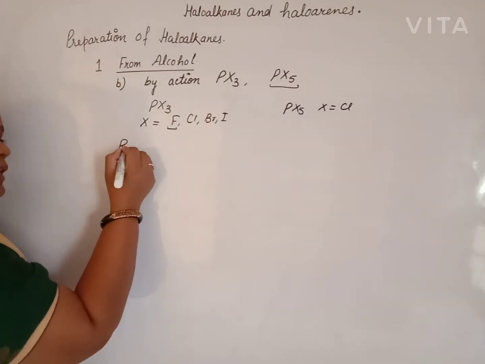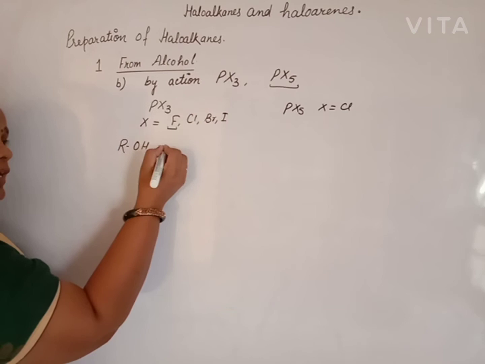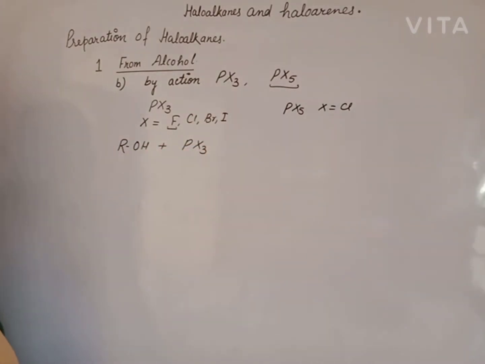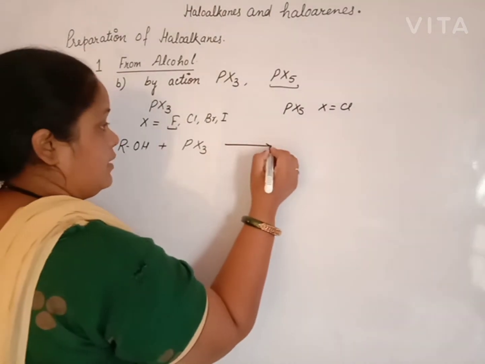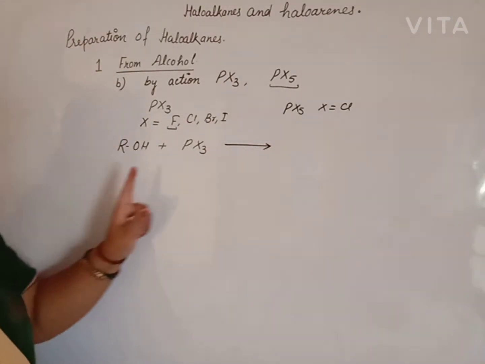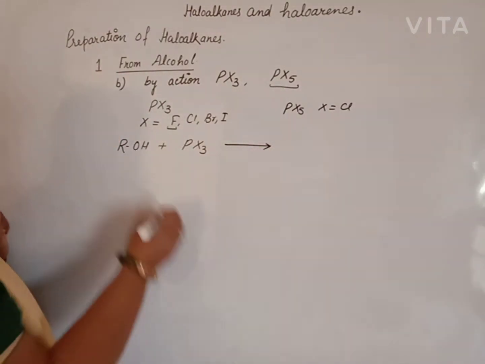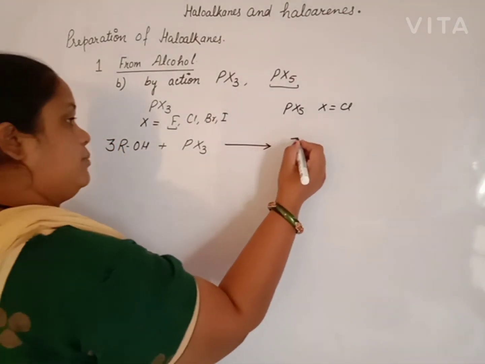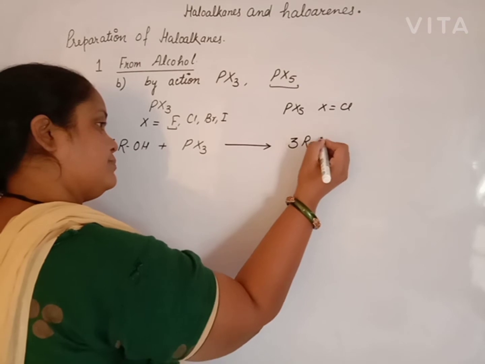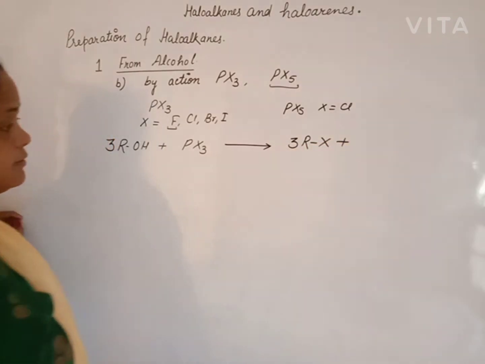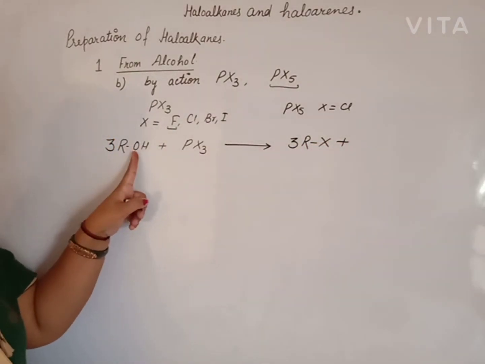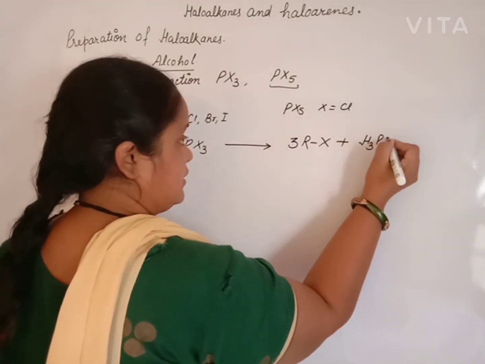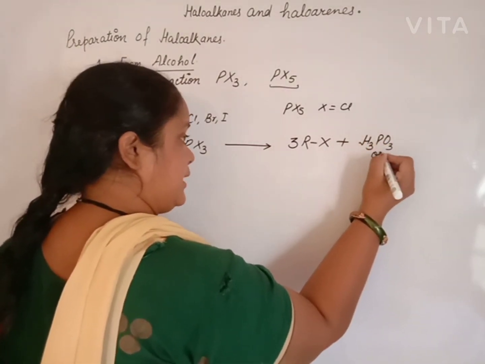When alcohol reacts with phosphorus trihalide, 3 moles of alcohol react and we get 3 moles of haloalkane, plus phosphorus and hydroxide ions combine together to give phosphorous acid. This acid you may write like this.